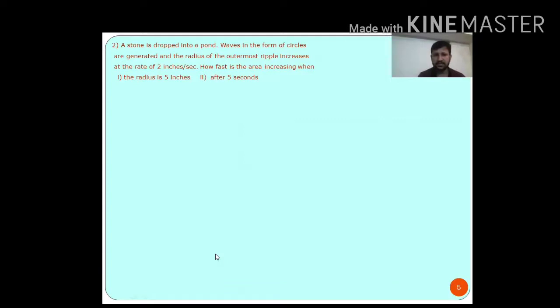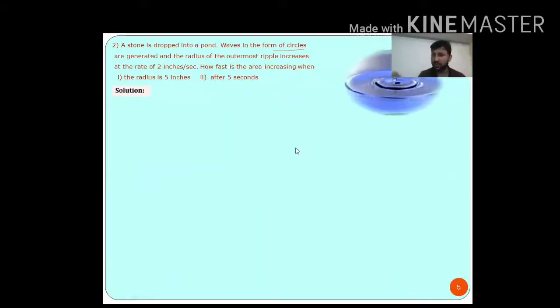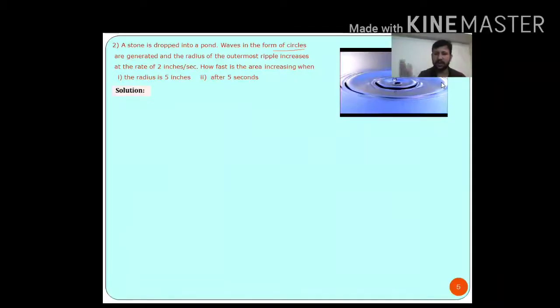Let us see the given values in the problem. A stone is dropped into a pond. Waves are in the form of circles. Let us see the geometrical figure. When a stone is dropped into a pond, waves of circular shape are generated. So whatever area is occupied, you can write by the formula for area of a circle. The equation is very simple: area A is equal to pi r square. All of you are familiar.